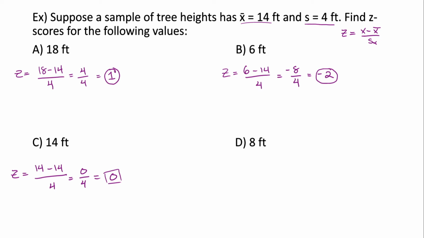For part D, we have 8 feet. 8 is below the mean of 14, so we would expect whatever z-score we get here to be negative, but we'll plug it into the formula just to be sure. So we have 8 minus 14 over 4, or 8 minus the mean divided by the standard deviation. We end up with negative 6 over 4, which is equal to negative 1.5. And generally for z-scores, we would round to 2 decimal places.